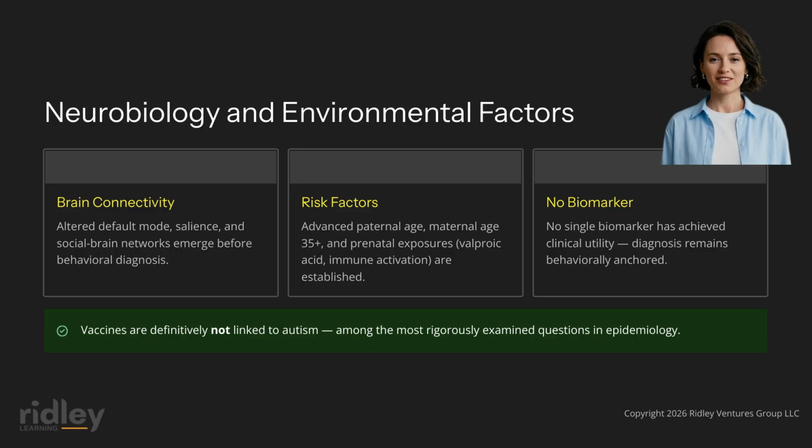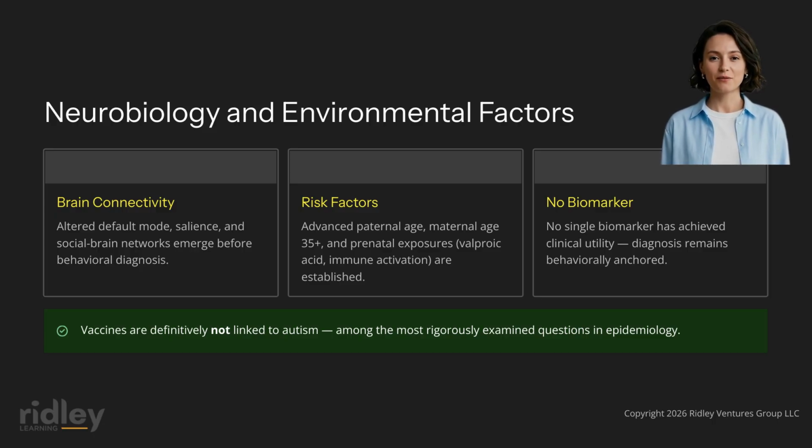Structural neuroimaging studies have documented differences in cortical thickness, surface area, and patterns of early brain overgrowth, followed by partial normalization. Functional studies point to excitatory-inhibitory signaling imbalances, a disruption in the normal balance between nerve signals that activate and those that calm neural circuits, that may contribute to sensory processing atypicalities and social communication differences. Despite these advances, no single biomarker has achieved clinical utility for ASD diagnosis, and clinical identification remains behaviorally anchored.